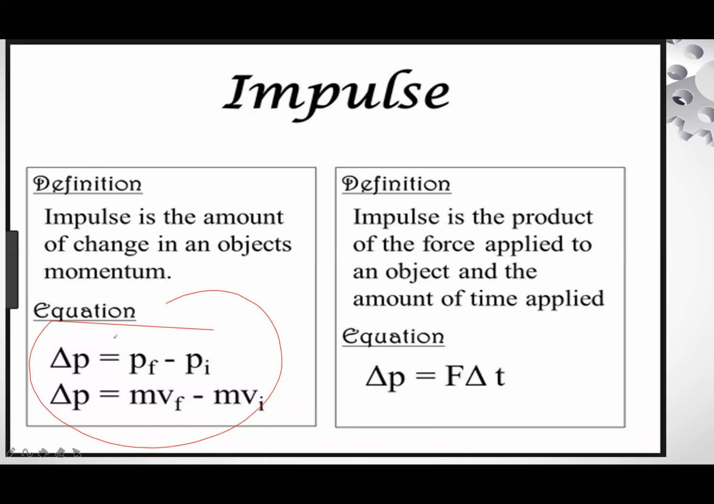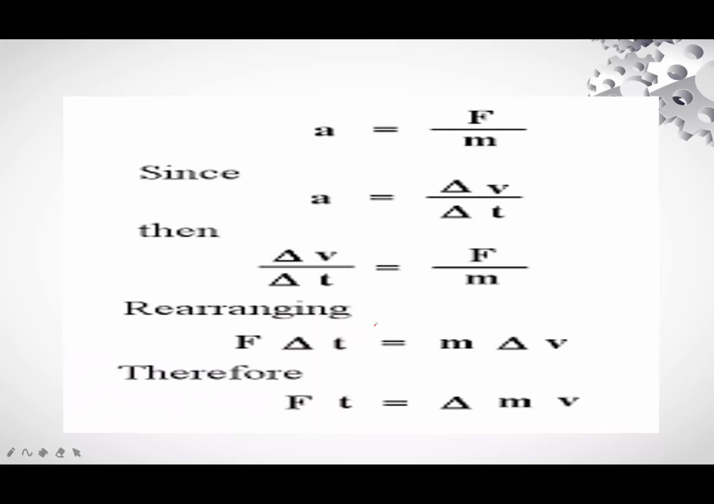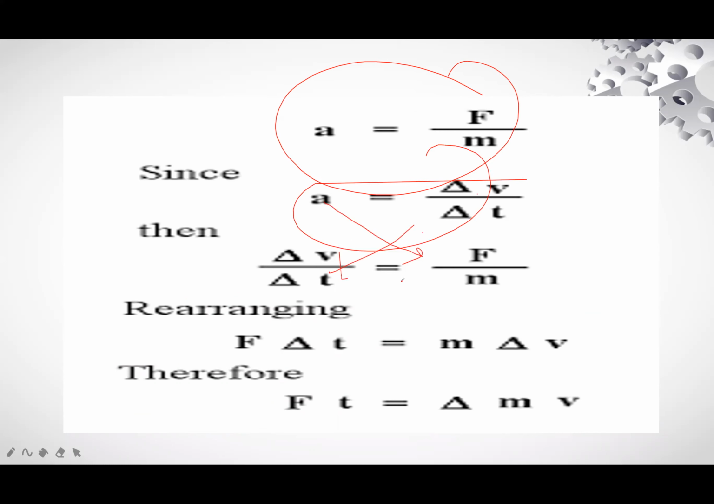Impulse is the product of force and time interval. Force times time interval is called impulse. Acceleration is this one, by definition. Del v divided by del t is written here. This is acceleration according to Newton. Put the value. Mass is multiplied. Del t is multiplied with F by cross multiplication. This is the relation for impulse. So impulse is equal to this.